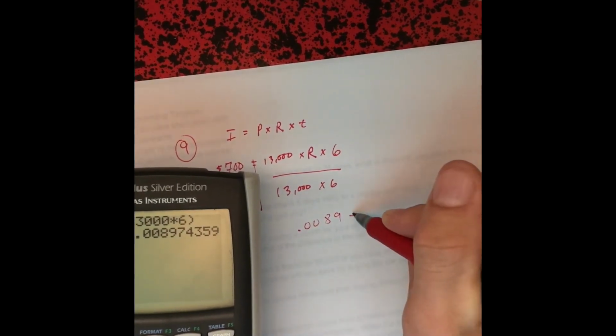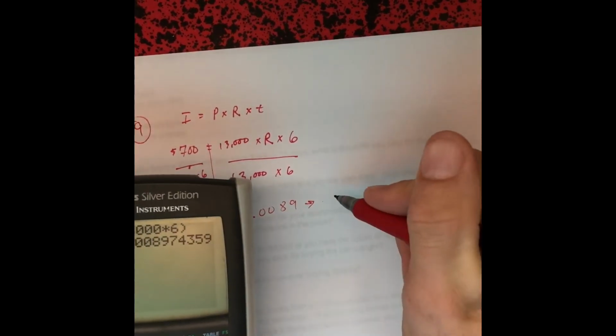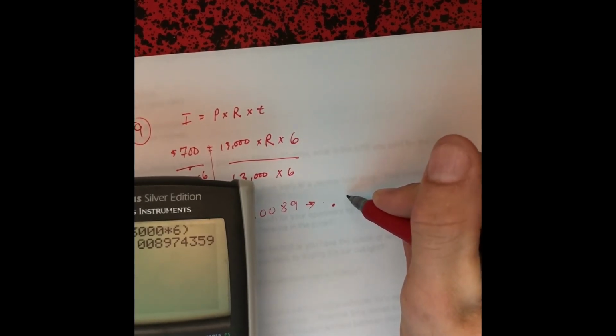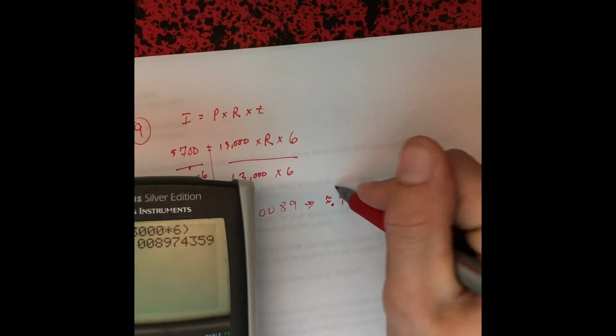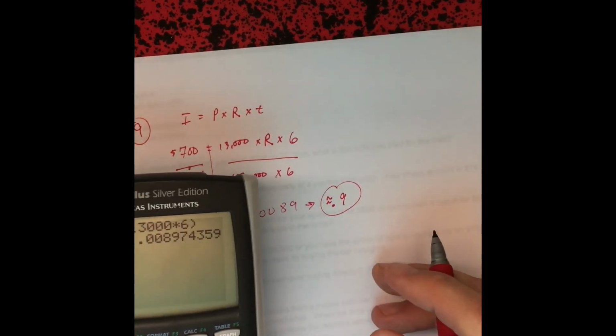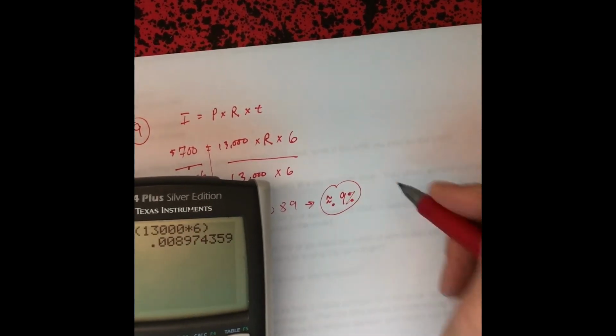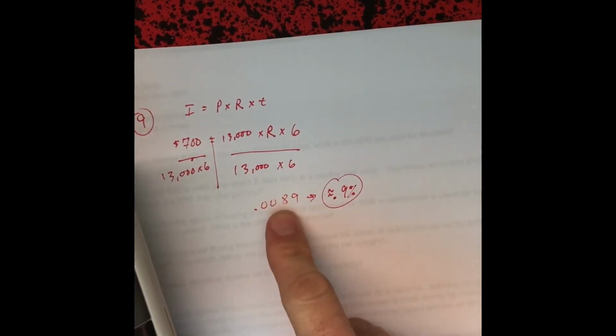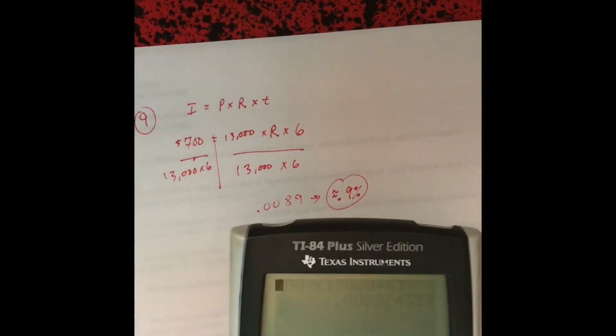And converted to a percentage, I'm just going to put it at 0.9. So 0.9%. I have to put the percent. This is percent. This is not percent. This is as a decimal. So 0.9% is our rate, which would be really good. That would be a really good rate.